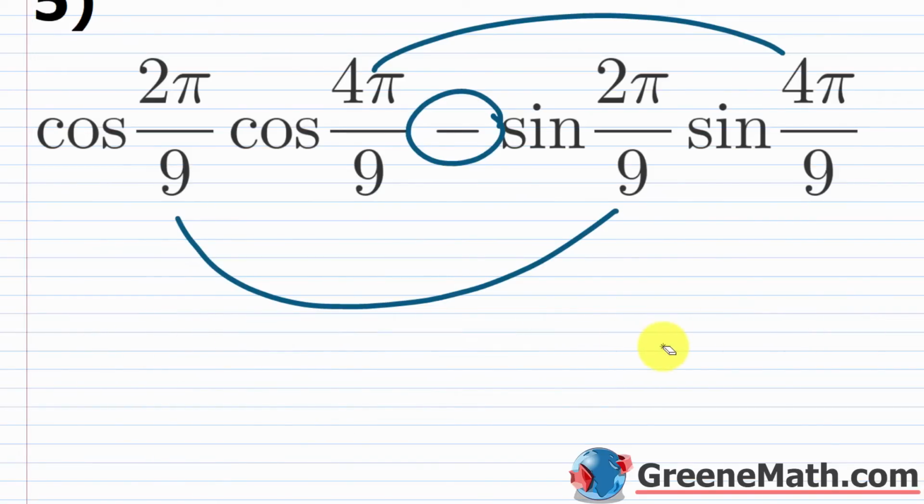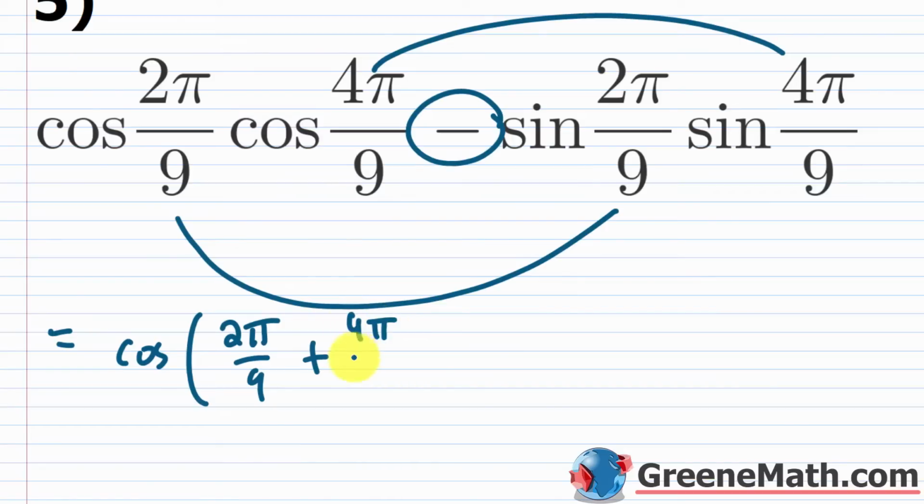We'll say that we have this being equal to the cosine of, take the first guy, so 2 pi over 9, and then again, this sign needs to be different. So this is a minus, it's going to be a plus. Then you're going to take the second guy, which is 4 pi over 9. So if you started with this, you know that you would expand it to this. So what I can do now is say this is equal to the cosine of, I have a common denominator of 9, so this is 2 pi plus 4 pi, which is going to be 6 pi, and this is over 9.